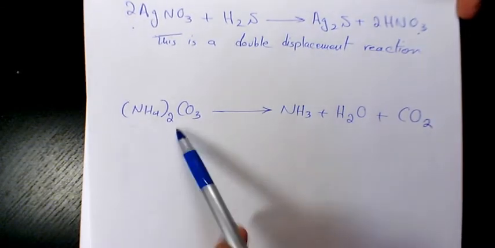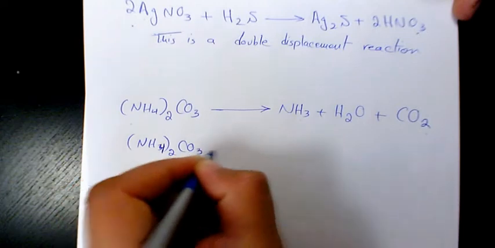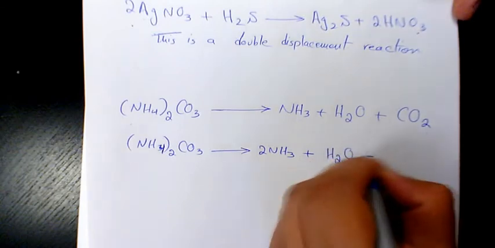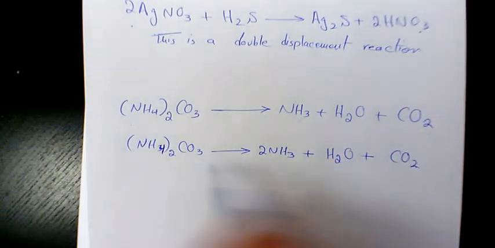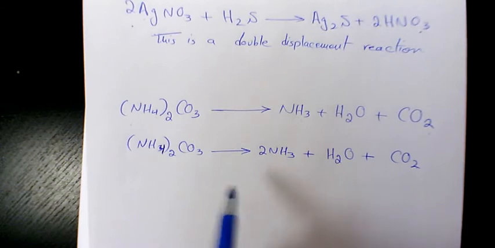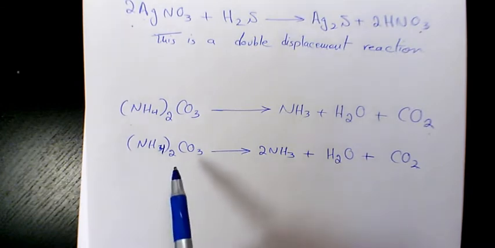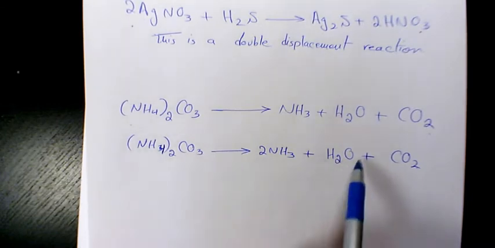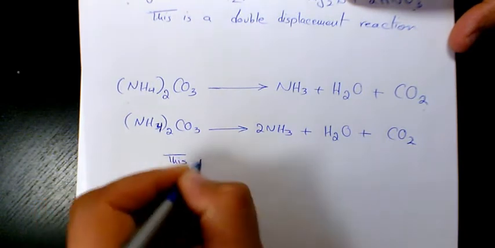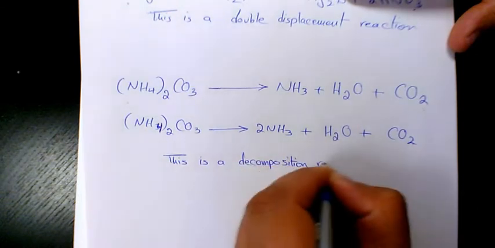So NH4, we have 2 of them. So we need to put 2 in front of ammonia, NH3. CO3, we have 1 of them and we have CO2 in here. So 1 on 1, that's balanced. So let's check out the hydrogen. Hydrogen, we have 4 times 2, 8. Here we have 6 plus 2, 8. That's good. The oxygen is remaining. Oxygen is 3. And here we have 2 plus 1, 3 as well. So that's already balanced. So this is a decomposition reaction.